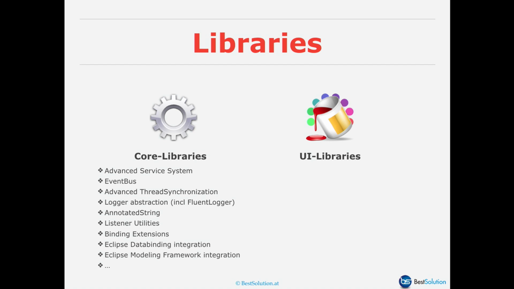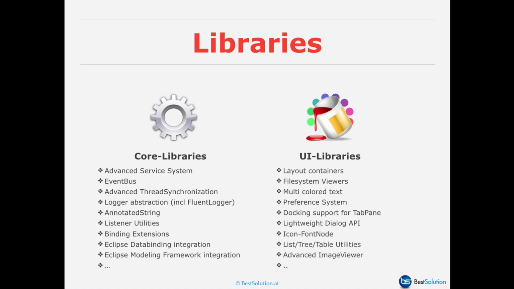We have an annotated string, which is a specialized string allowing you to annotate sections of it, so that in the UI you can have colorized labels and all the stuff around that. We have listener utilities, Eclipse data binding framework integration, and Eclipse Modeling Framework integration. This is all headless, all plain Java. It works inside OSGi and outside OSGi. The library is the same.